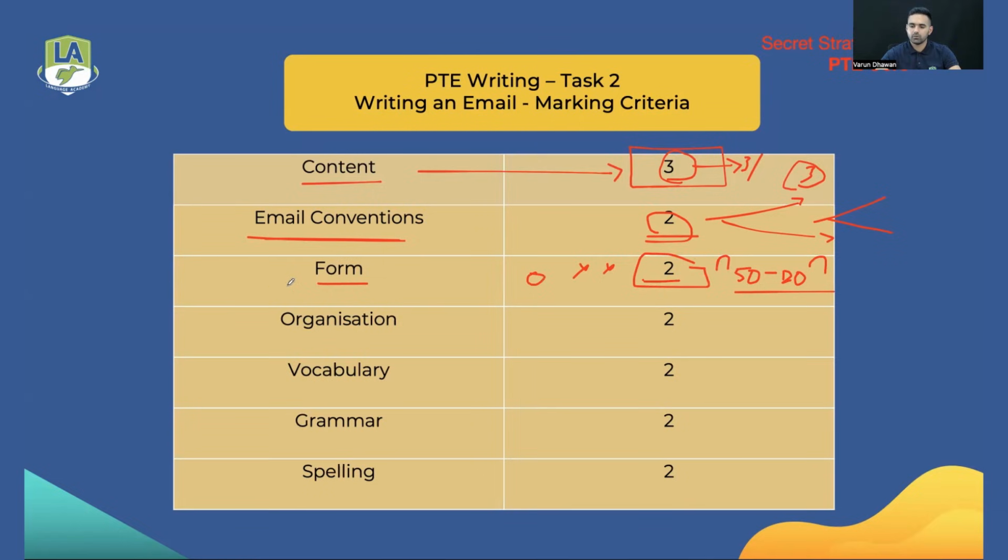And if you get 0 in form, there will be no further marking. Remember this thing. You'll get 0 in organization, vocabulary, grammar, spellings. Remember this thing, right? So it's very, very crucial that you write between 50 to 120 words, ideally around 100 words.